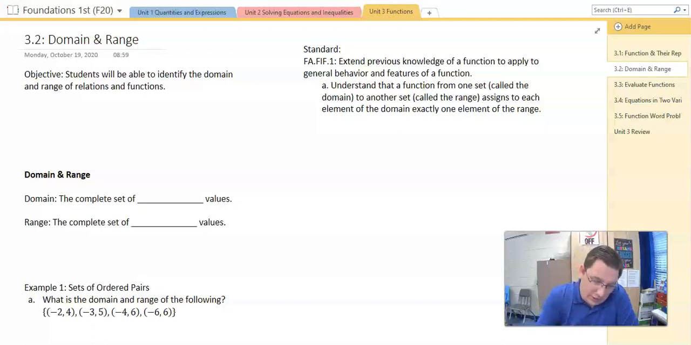This continues in our FIF1 standard, and being able to understand that the function from one set, called the domain, to another set, the range, assigns to each element of the domain exactly one element of the range.